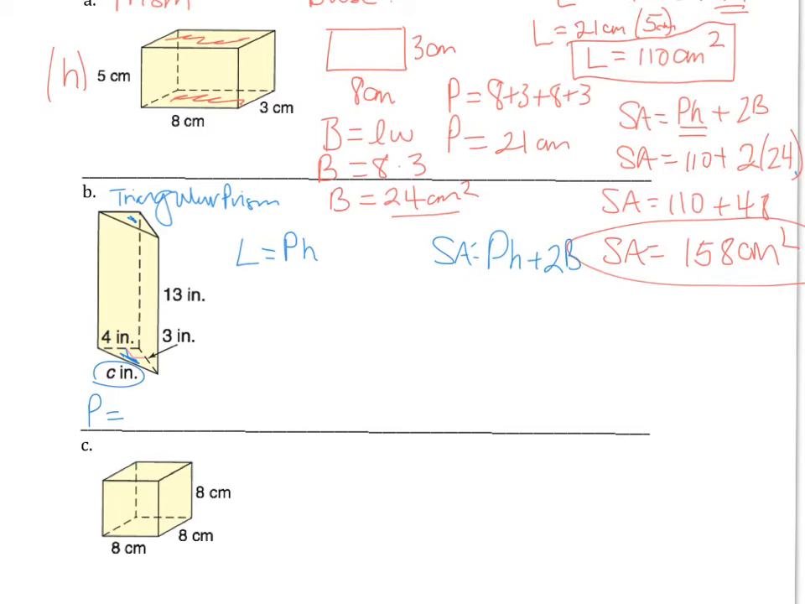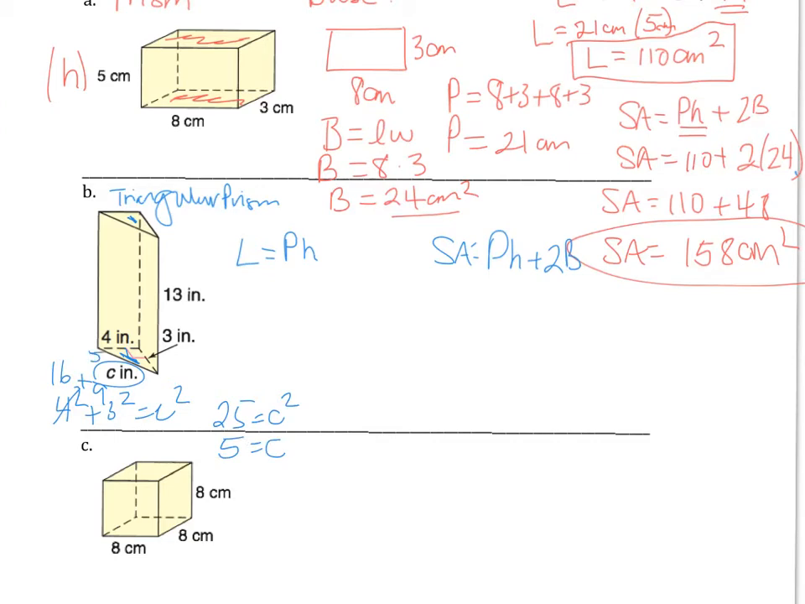So let me erase this right here. Do the Pythagorean theorem to find that length of that third side of my triangle. So 4 squared plus 3 squared equals c squared. So 4 squared is 16 plus 9. 16 plus 9 is 25 equals c squared. So 5 is equal to c.